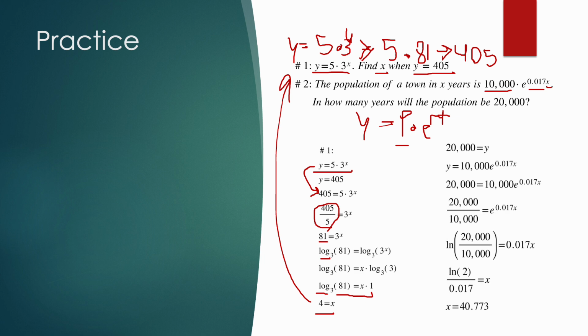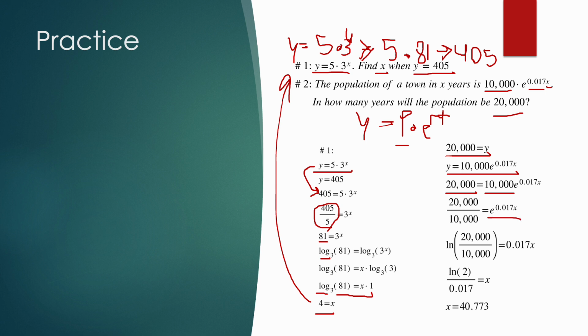All right, let's see. So we're trying to find when the population will be 20,000. So it's going to be 20,000 is equal to y. And if we remember, the equation is y is equal to 10,000 times e to the 0.017x. And so we're going to replace y with 20,000, so 20,000 is equal to 10,000 times e to the 0.017x. And so now we can divide both sides by 10,000, right? And so we get 20,000 over 10,000 is equal to e to the 0.017x.